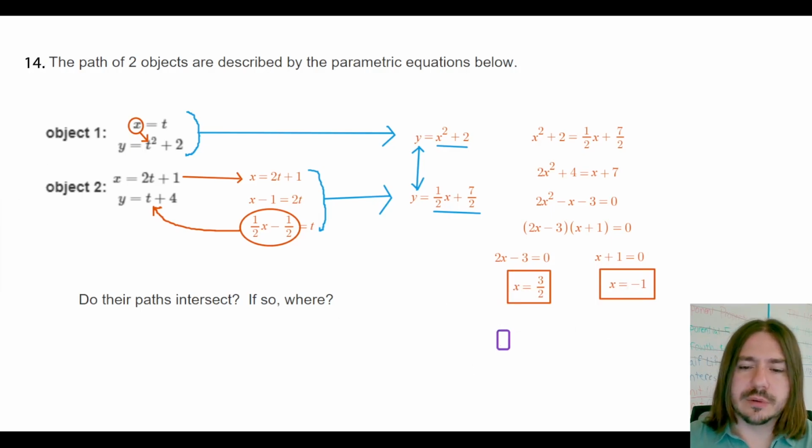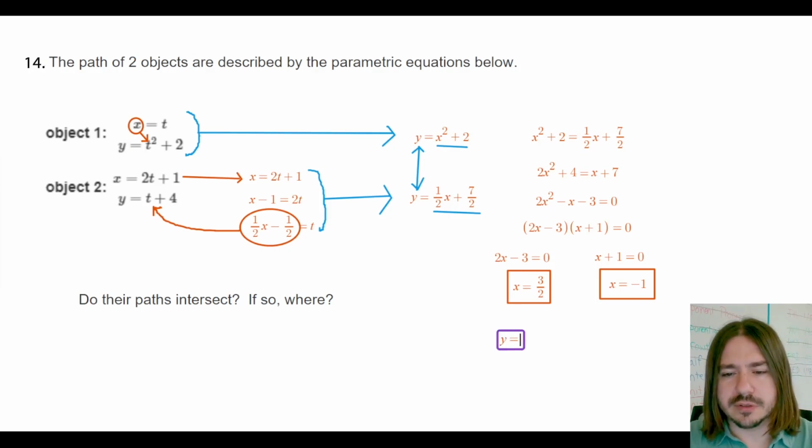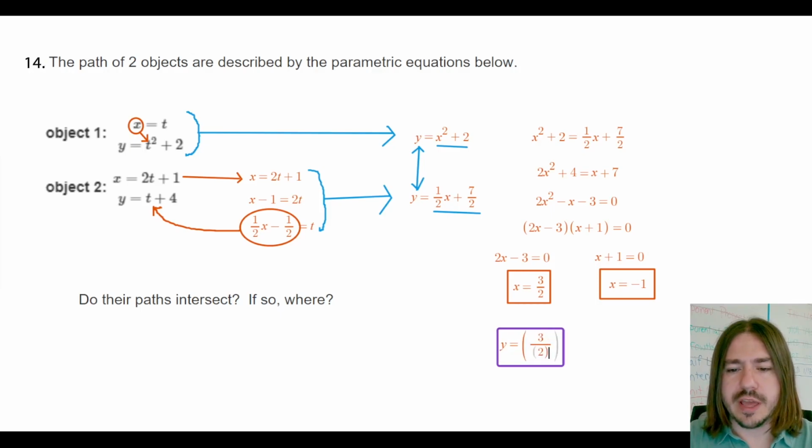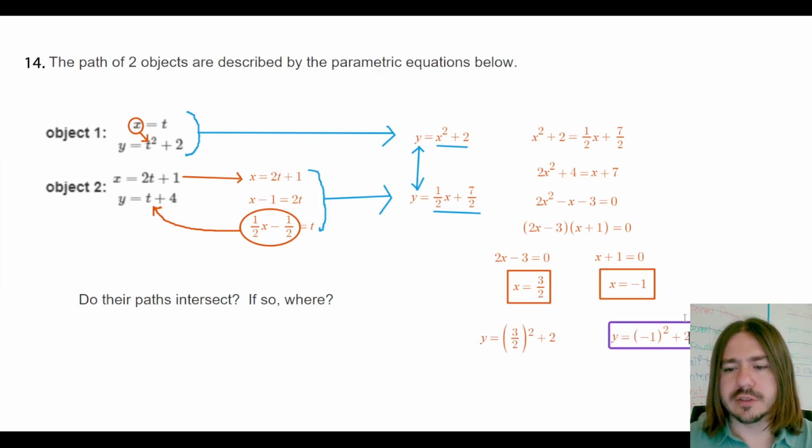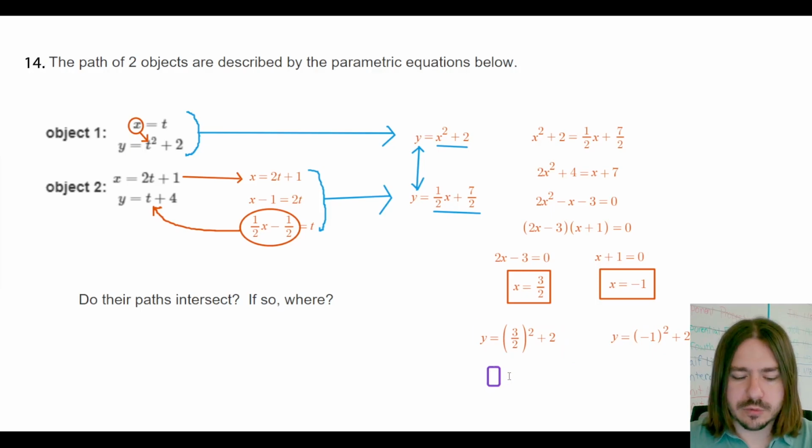Let's see here. So we've got y equals x squared plus 2, so that would be (3/2) squared plus 2. And then for the other one, where x is -1, we've got y equals (-1) squared plus 2. So 3 squared is 9 and 2 squared is 4, plus 2. And over here, -1 squared would just be 1.